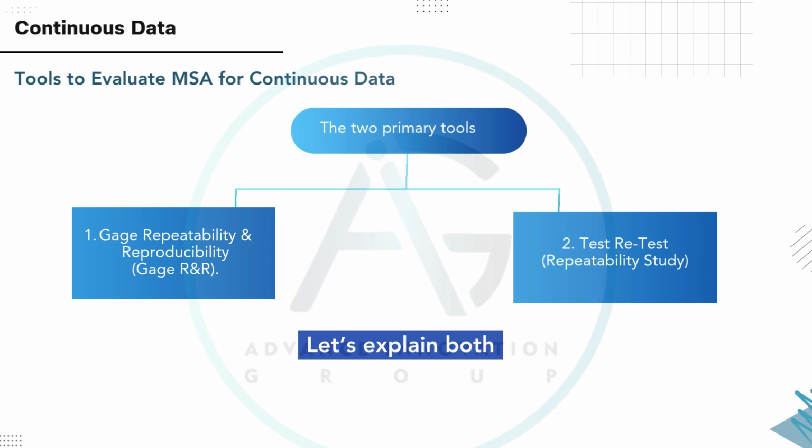Second, test-retest, repeatability study. This is a simpler study that looks only at repeatability. It involves a single operator measuring the same part multiple times under consistent conditions to evaluate the consistency of the results. These tools are fundamental in validating whether our measurement system is reliable enough to support process improvement initiatives. Let's now take a closer look at both tools to understand how and when to use them.